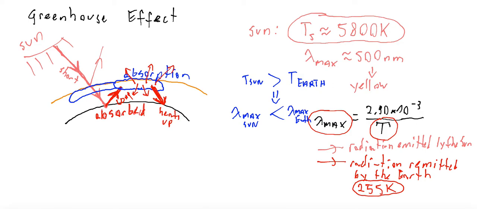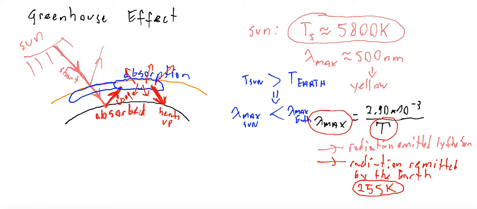Okay, and this long radiation interacts with the greenhouse gases in the atmosphere. So there is absorption of this radiation. If there is absorption, there must be emission. This radiation absorbed by greenhouse gases is emitted in all directions, and part of this radiation heats up Earth again. And this is known as the greenhouse effect.